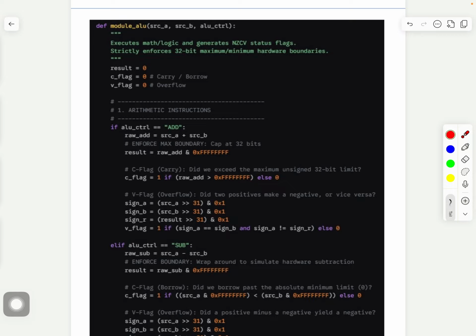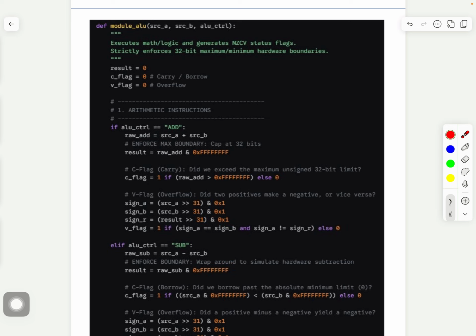Similarly, the overflow case in the case of add is about the sources. Did two positive numbers make a negative, or vice versa, right? So you're checking the two inputs. If both inputs are positive and the output becomes negative, it means overflow happened, or if both inputs are negative and your result becomes positive, that is incorrect, right? It means some sort of overflow has happened. So that's exactly what we're checking.